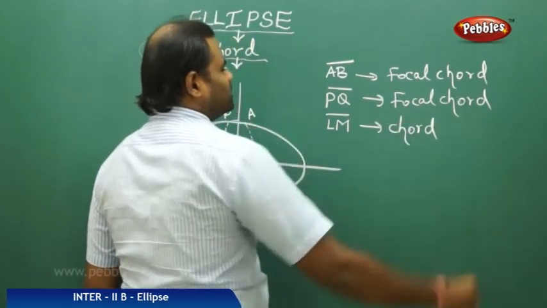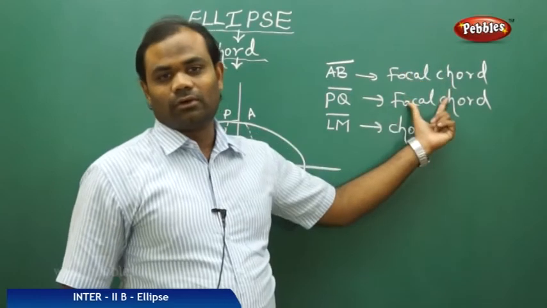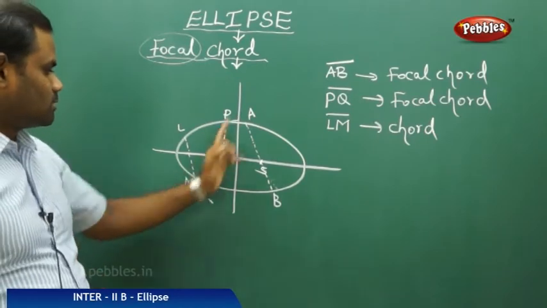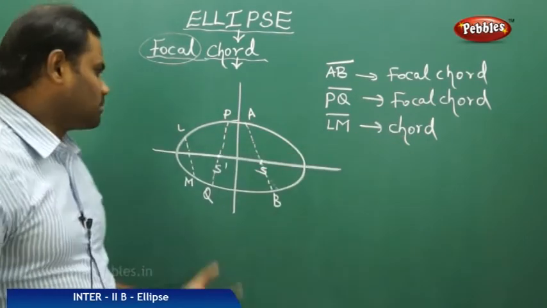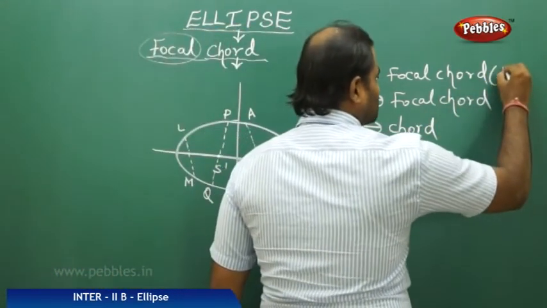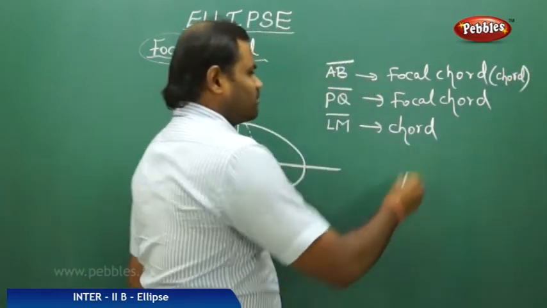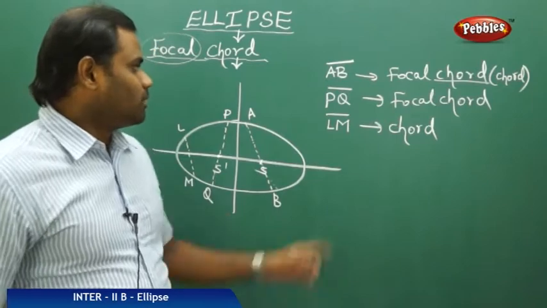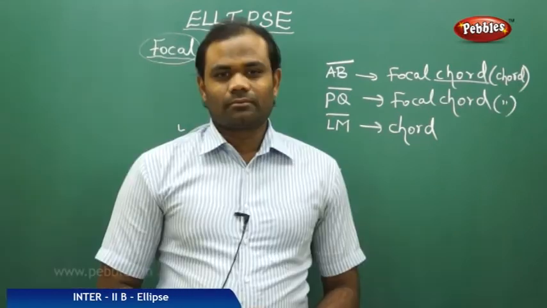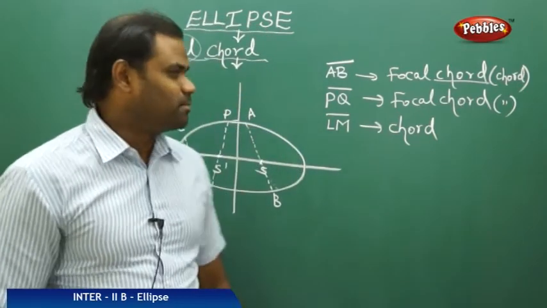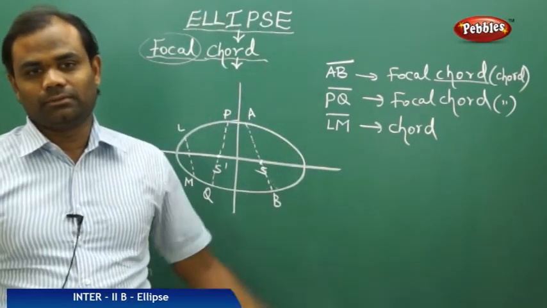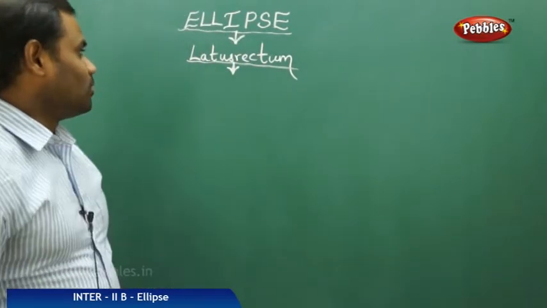So this is how I differentiate between the chord and the focal chord. The focal chord refers to the chord passing through a focus, and a chord refers to any line segment which passes through the ellipse. Of course, a focal chord can also be called a chord because it itself has the word chord. So AB, PQ and LM are chords and AB and PQ are focal chords. This is how we identify the difference between the chord and the focal chord, as can be seen with this example. Next, about the latus rectum of the ellipse.